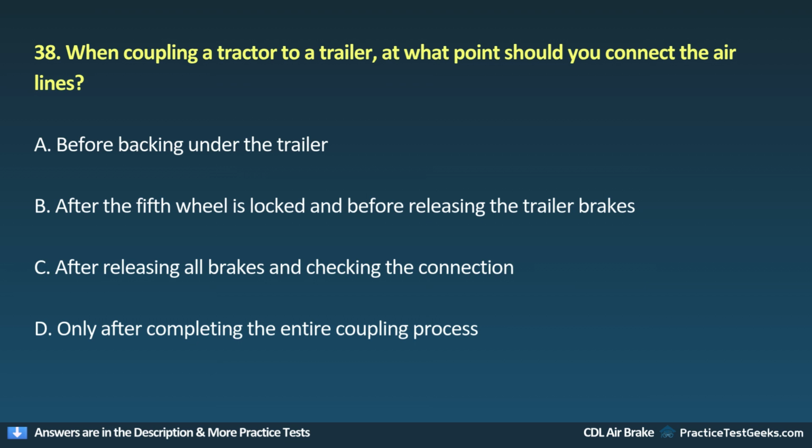38. When coupling a tractor to a trailer, at what point should you connect the air lines? A. Before backing under the trailer. B. After the fifth wheel is locked and before releasing the trailer brakes. C. After releasing all brakes and checking the connection. D. Only after completing the entire coupling process.